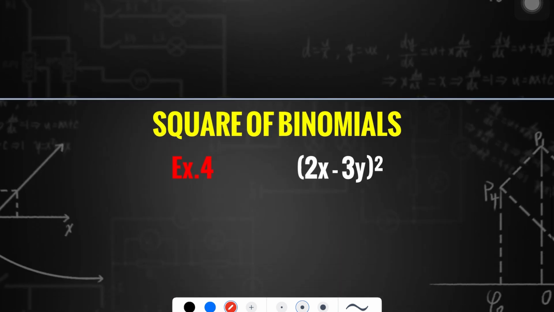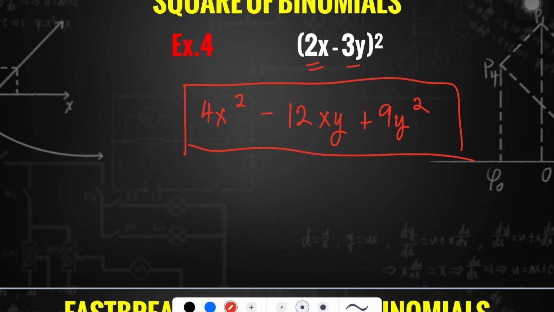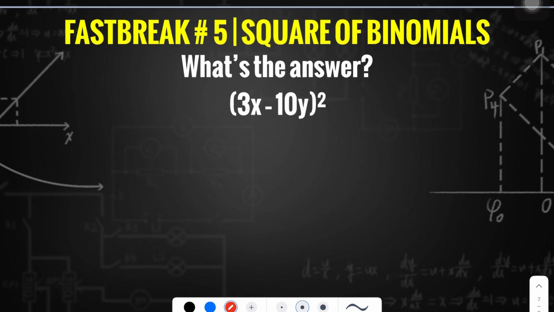So let's do the final example. So we have quantity 2x minus 3y squared. So let's square the first term, we have 4x squared. And then multiply the first and the last terms, we have 6xy times 2. You have negative 6xy times 2, negative 12xy. And then square the last term, positive 9y squared. That's the answer. I hope that's clear. So that's it. That's squaring binomials.